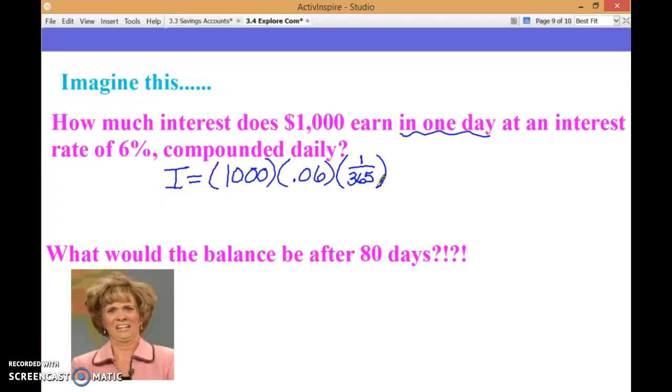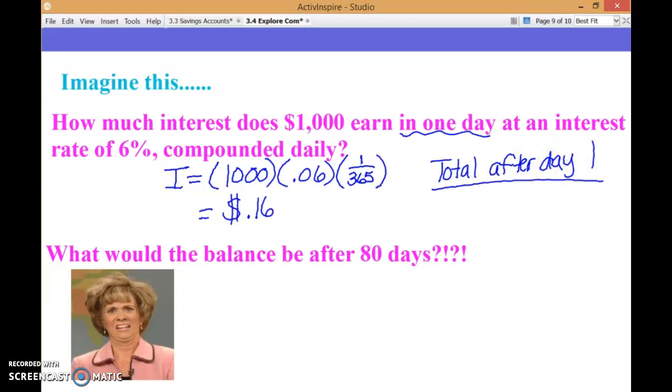So my total or my interest is going to be 16 cents. So my total just after day 1 is going to be my $1,000, my principal plus my interest, which would give me a grand total of $1,000.16.